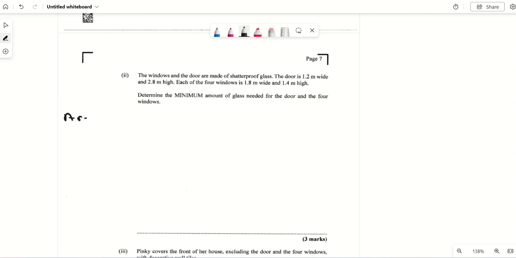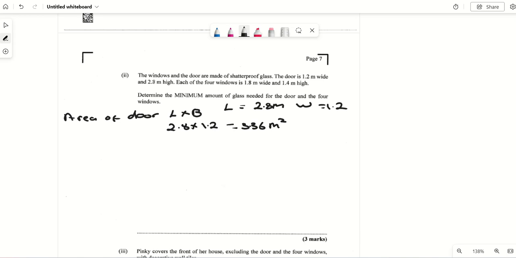The area of the door is a rectangle. We know the door is a rectangle, so it's length by breadth or width, whichever one you want to put, right? So your length is the longer bit, which is 2.8 meters, and your width is 1.2. So you're going to say 2.8 multiplied by 1.2. When you use a calculator, you're going to get 3.36 meters squared. Remember, area is squared, always squared. The power is always squared, right? So that's why I have meters squared. There's one door, so that is the area for the door.